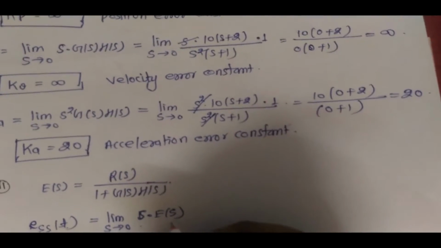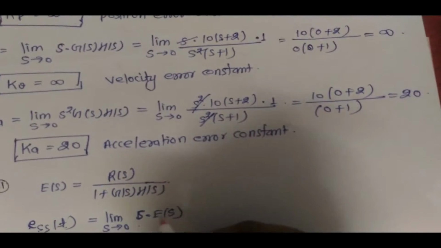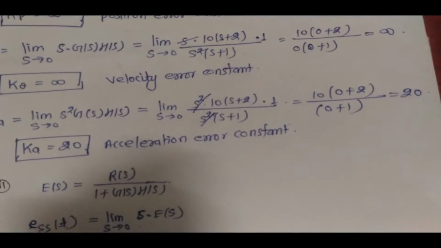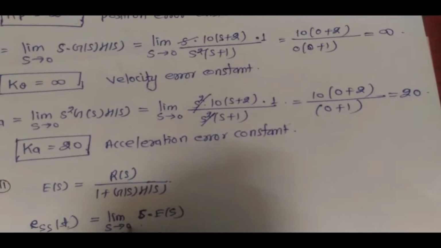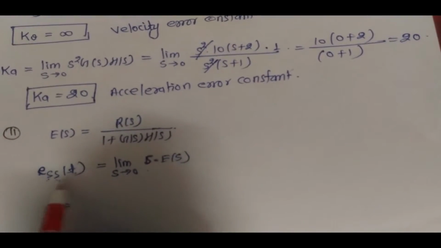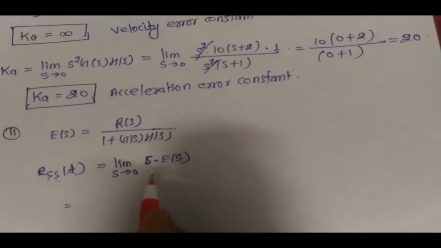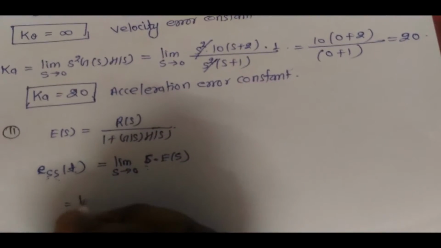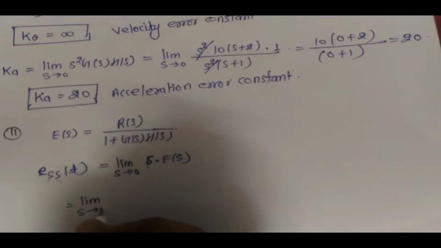This is actually the final value theorem. When t tends to infinity, s tends to 0. So in a steady state, t tends to infinity, so s tends to 0. This is the final value theorem. This is nothing new.